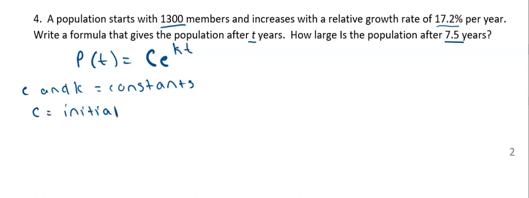Remember when we were looking at the PE to the RT and we said P was the principal? Well, this time P is our population. So we need to understand the different parts of our formula, not just memorize the letter. So this is saying our population function at a time of T, and it's meaning in this case, C is our initial amount. K is what we call our relative growth rate.